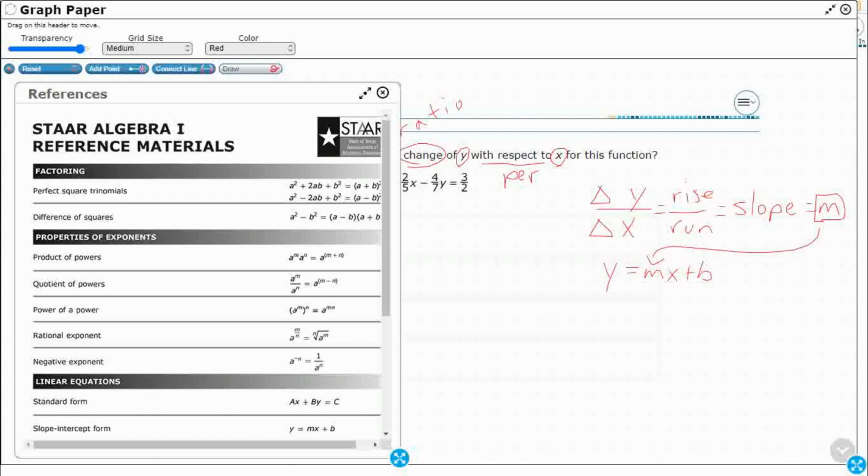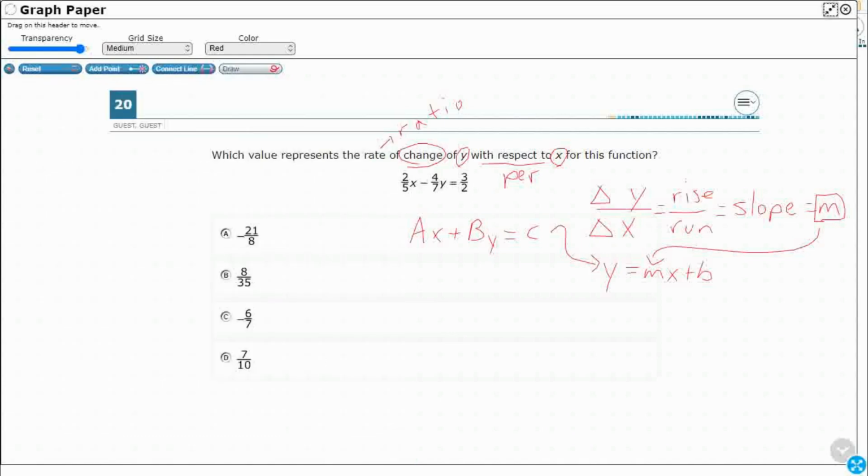If I can get the y equals mx plus b form, that's fine. But take a look at this form. 2/5 x minus 4/7 y equals 3/2. That's standard form. So this is what I've got right here. The ax plus by equals c. So if I can transfer my standard form into my slope-intercept form, I know where the m is going to sit. It's going to sit right in front of the x. So how do I do that? Well, I need to solve for y. So if I can solve for y, we'll be good.